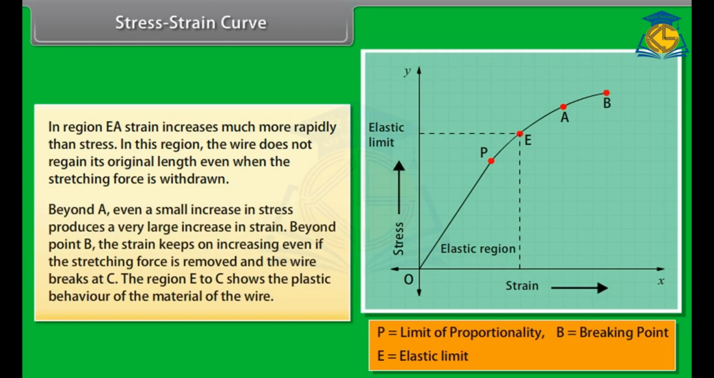Beyond A, even a small increase in stress produces a very large increase in strain. Beyond point B, the strain keeps on increasing even if the stretching force is removed and the wire breaks at C. The region E to C shows the plastic behavior of the material of the wire. Elastic moduli.